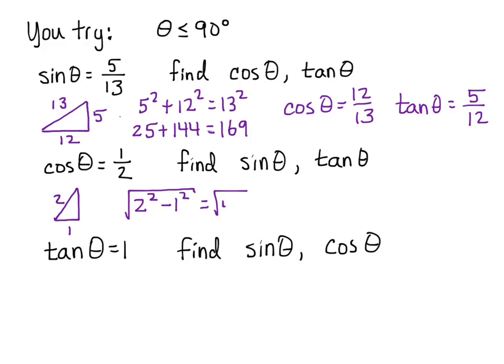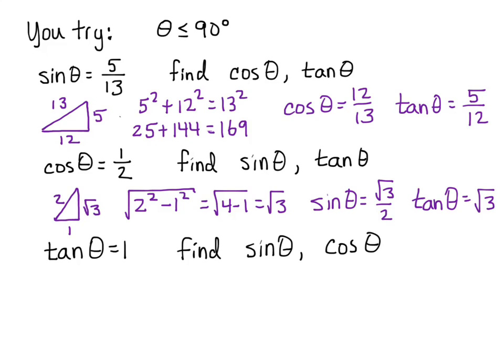So I'm going to draw my triangle, and my hypotenuse is 2, the base or the adjacent is 1, and so if I take 2 squared minus 1 squared and take the square root of that, I get the square root of 3. So here I have my 3 sides, and so the sine is going to be the square root of 3 over 2, and the tangent is going to be the square root of 3 over 1, or just plain old square root of 3.